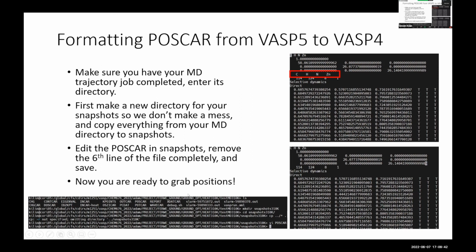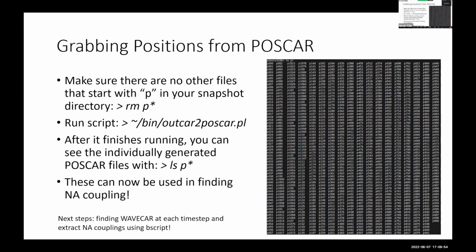Now you're ready to run your script. Here are the general commands that I use. These are just in my directory, so you don't have to use these names. Just use this as a reference. It's just a single command that you use to grab those positions. First, you want to make sure that you don't have anything starting with P in your directory. That's just going to make the script freak out a little bit. I'm going to run this bin outcard and POSCAR.pl.